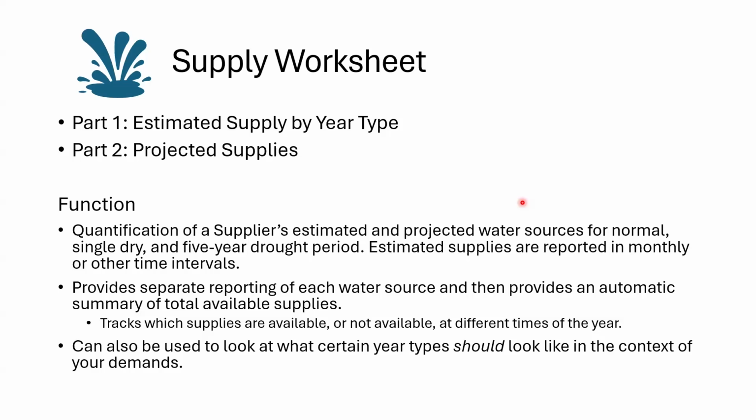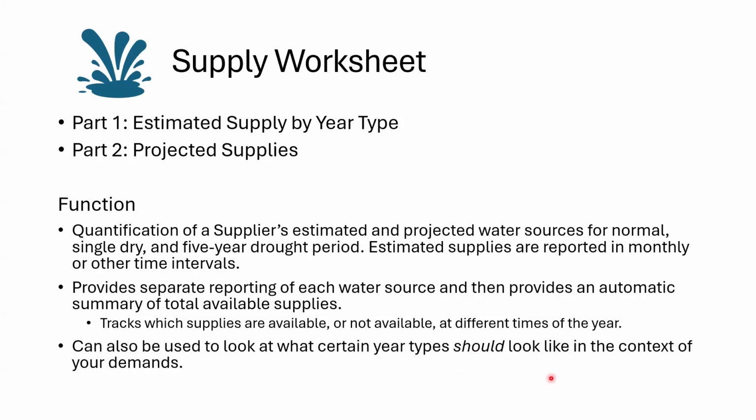And what's cool about this worksheet, it provides separate reporting by water source. So you're going to insert all the data for one source and then for a separate source. And it will provide an automatic summary of your total available supplies. So this tracks which supplies are available or not available at different times of the year. So that's really helpful.